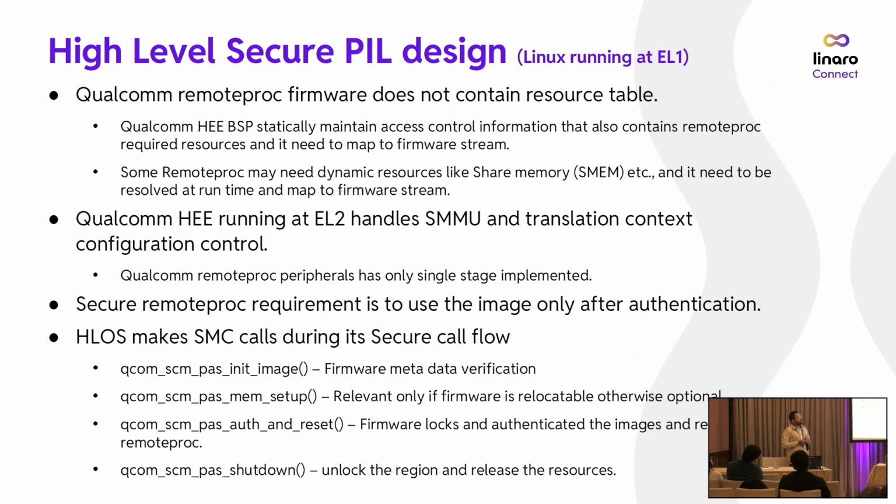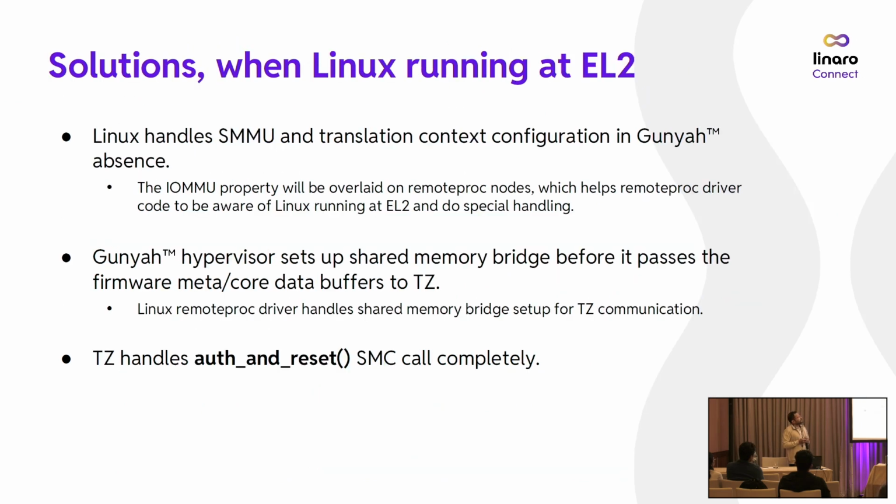Is there any question? Because the next thing I'm going to explain is that, because of the design, this entire thing becomes a problem when Linux runs at EL2, for example KVM. Earlier in that slide we explained that Gunyah is in control of the IOMMU. Now Linux has to handle this SMMU and translation, because when Linux runs at EL2, everything is in the control of Linux at EL2.